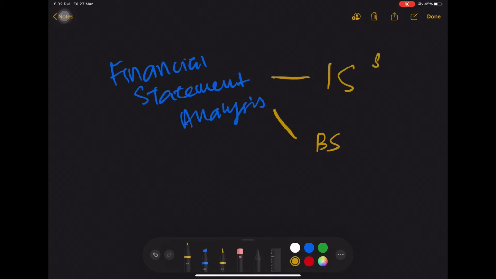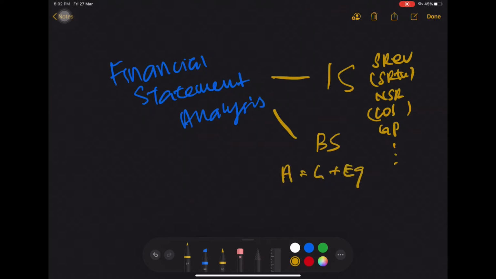1 is your sales revenue, sales returns, net sales revenue, cost of sales, gross profit, add other income, less expenses, etc. Okay, then in your balance sheet is actually basically your accounting equation. A equals to liability plus equity. Okay, so these are the things that you can analyze from your income statement and balance sheet. Okay, so everything, all the accounts that I have listed are all that you can analyze.